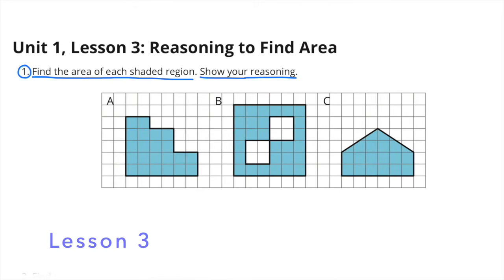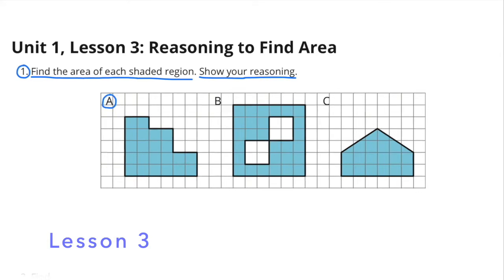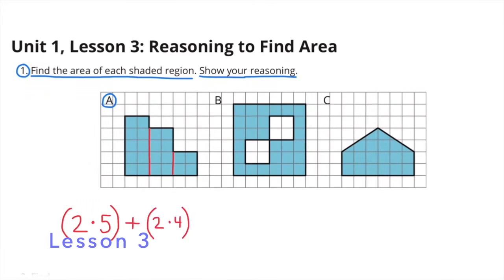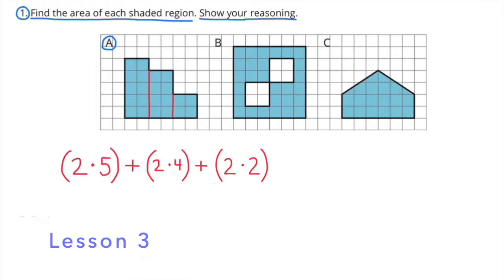Unit 1, Lesson 3, Reasoning to Find Area. Number 1. Find the area of each shaded region. Show your reasoning. A. I've broken this shape down into 3 different shapes. The rectangle on the left is 2 units wide by 5 units tall. The rectangle in the middle is 2 units wide by 4 units tall.